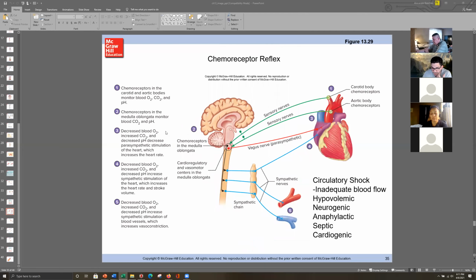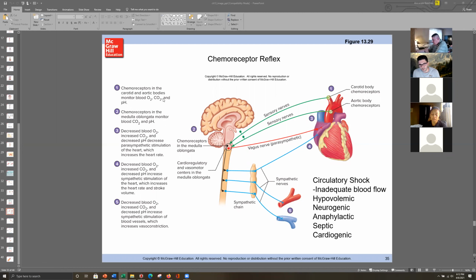Chemoreceptor reflex. Depending on different chemicals circulating in our blood, such as adrenaline and noradrenaline, we can trigger changes in blood flow, vasodilation or vasoconstriction. Also pH: changes in the chemical environment, not even necessarily chemical signaling molecules. If your blood becomes too acidic or too alkaline, that can also trigger differences in our blood pressure, right? So chemoreceptors can monitor blood oxygen, carbon dioxide, and pH.